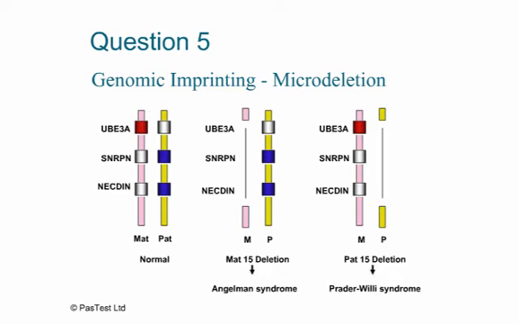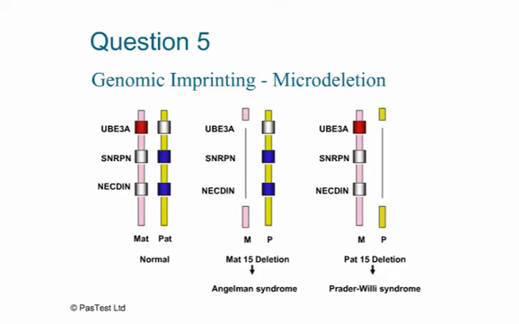In the maternal chromosome 15, the UBE3A gene is normally switched on, and the two genes below it are normally switched off. On the other hand, in the paternally derived chromosome, the UBE3A gene is normally switched off, and the two genes below are switched on, which means the normal situation is that we have one functioning copy of each of these three genes, and one non-functioning copy.